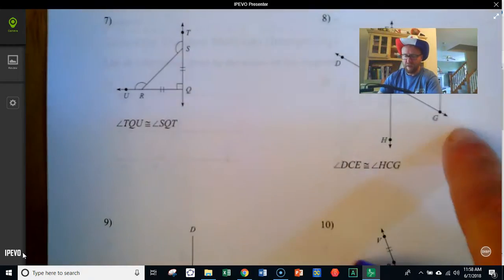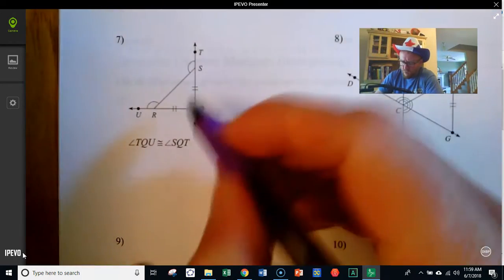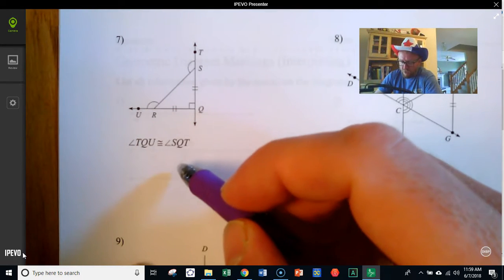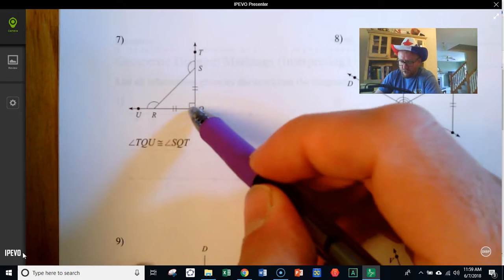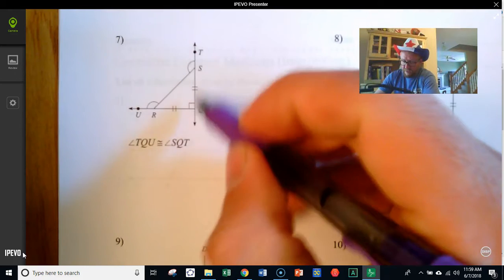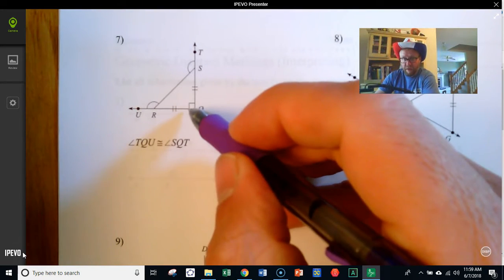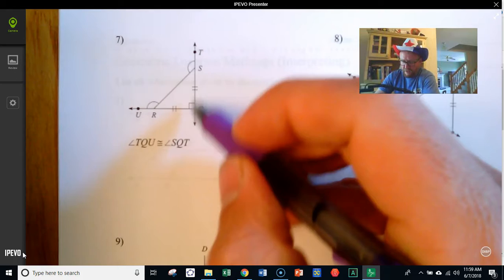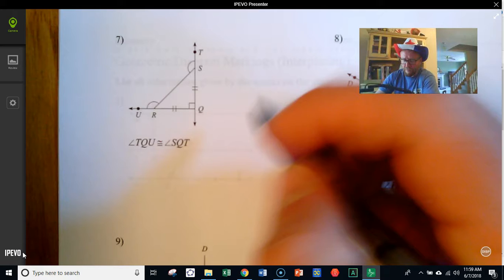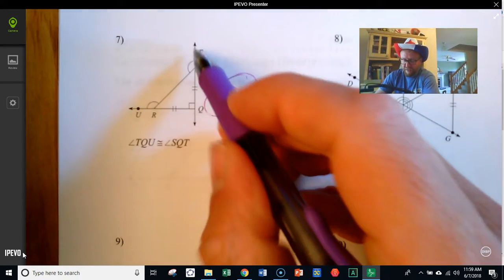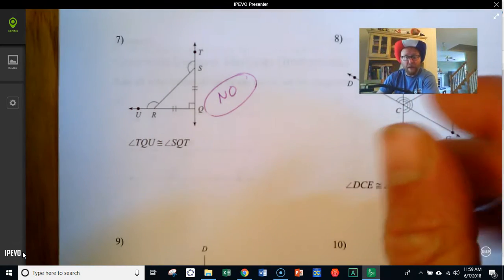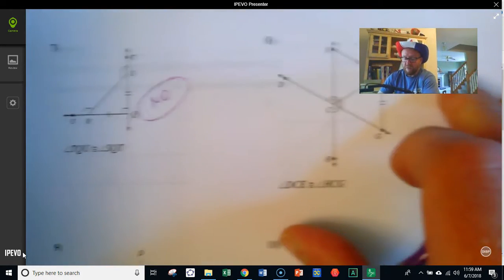Let's see. Here we have that TQU is congruent to SQT. Well, if you look here, TQU is this 90-degree angle right here. SQT, that's just a 0-degree angle. If they're not the same, they're not congruent. So, no. Now, if it had said T or SQR instead, that's just another name for the same angle. So, you could say that's in the diagram.